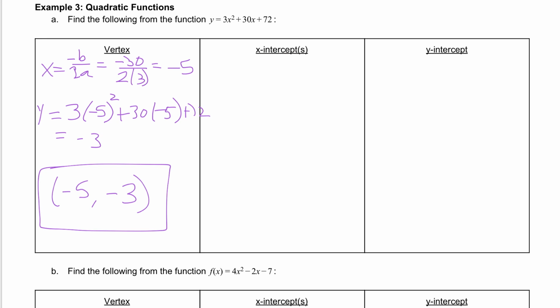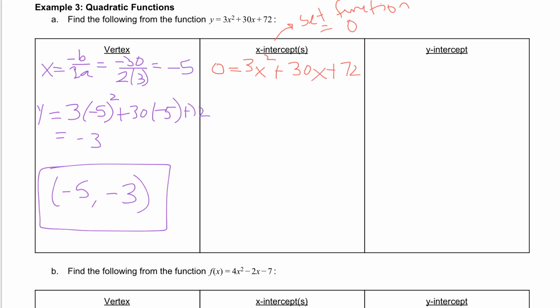Next up, we want to find the x-intercepts. Well, the x-intercepts, your zeros and your solutions, are all the same thing. You find them the same way. So all you're going to do is set your function equal to 0. So we're going to replace y with 0 because our x-intercepts are when y is equal to 0, same as what we did with linear functions. So we can say 0 equals 3x squared plus 30x plus 72.